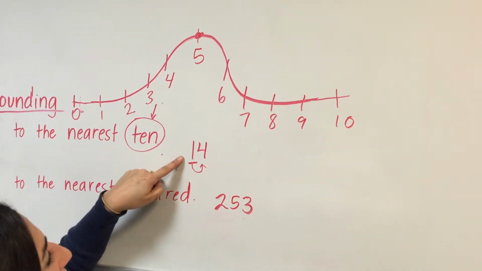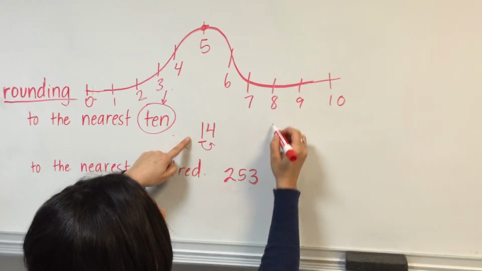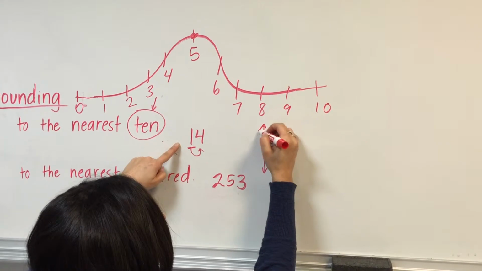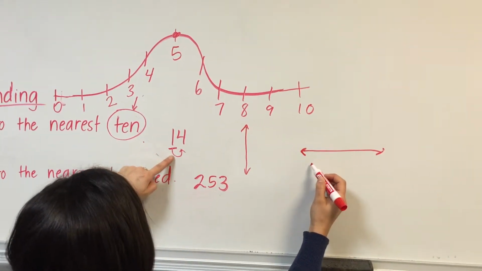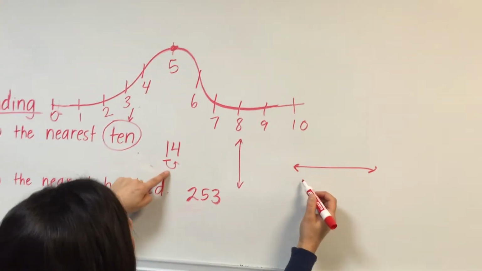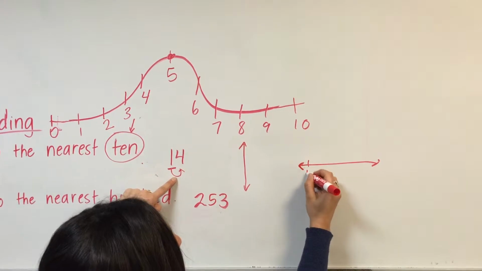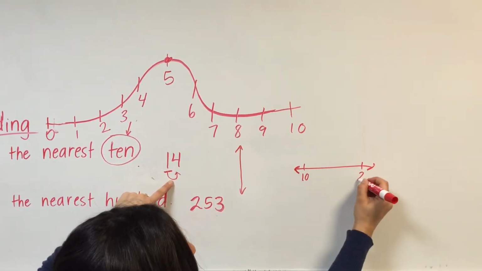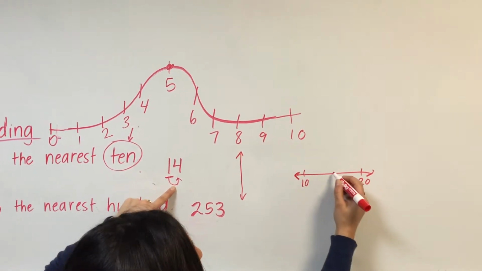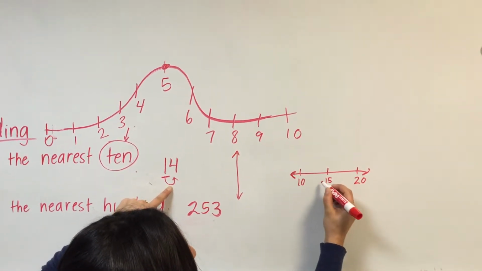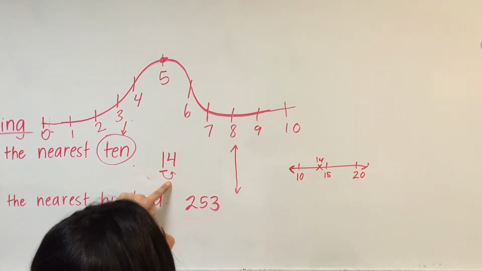The next step is to think about which two tens the number is in between. They can do this using a vertical number line as well as a horizontal number line. I'll go with horizontal in this example. If I'm thinking about what two tens the number 14 is in between, scholars know that it's between 10 and 20. From there, we identify the midpoint. The midpoint between 10 and 20 is 15. And now we can easily plot the number 14 that we're rounding to.